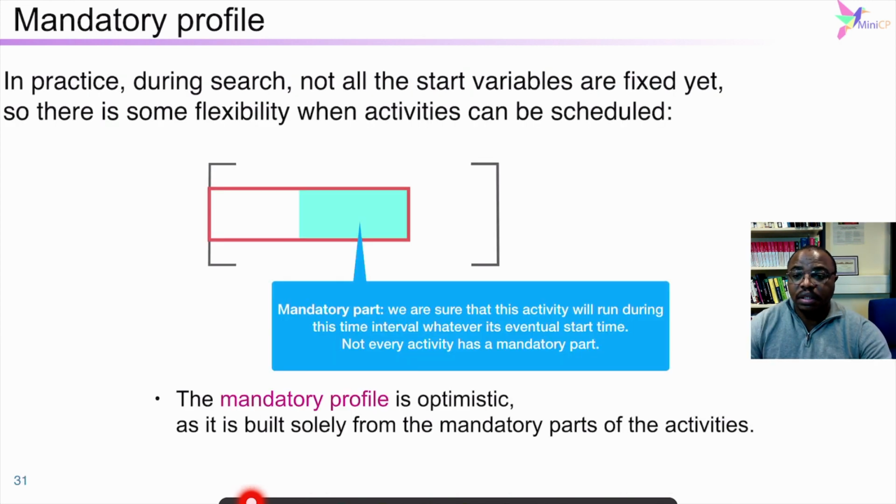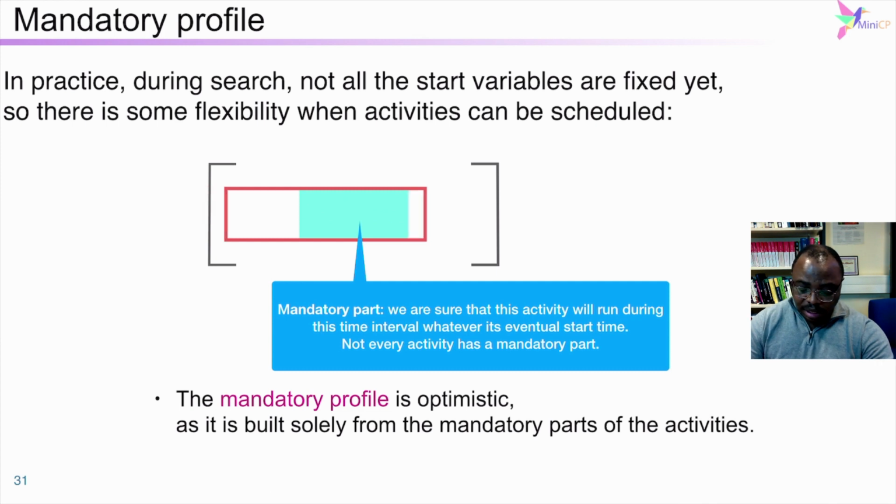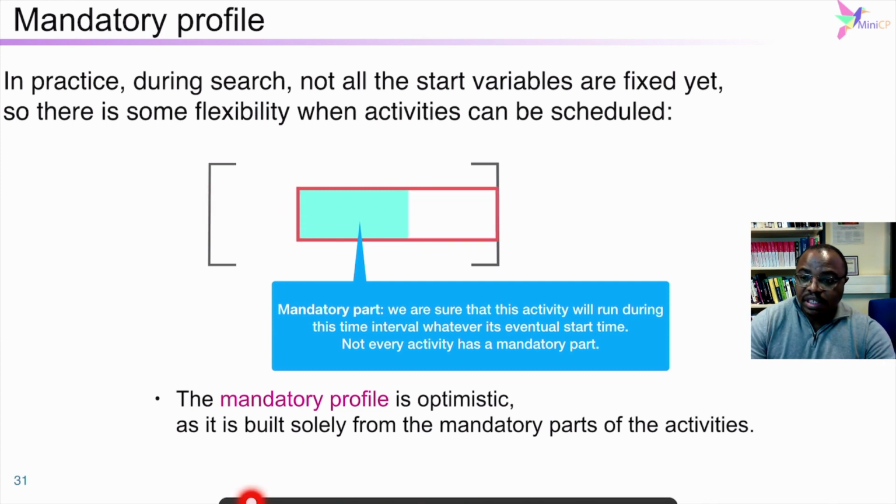During the search, start variables are progressively fixed and some can still have some flexibility. The mandatory paths of activities are used to build a profile. This profile is called the mandatory profile and it is an optimistic utilization of the resource. It is used to shift the start time of activities when at the corresponding time the capacity of the resource is violated.